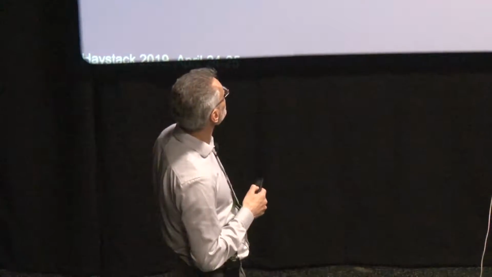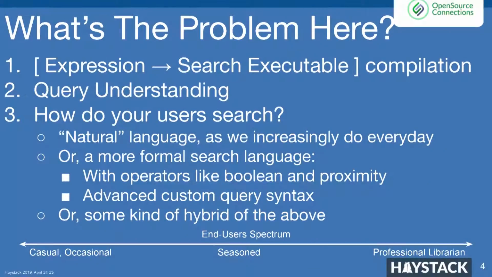The first part of that problem is your classic compilation exercise in any good computer science course, where you have to convert some expression, which could be natural, everyday English or another language, or some more formal language with some kind of grammar, which is not your English grammar, and turn that into an executable. This part is fairly well understood. It has been taught in computer science forever.